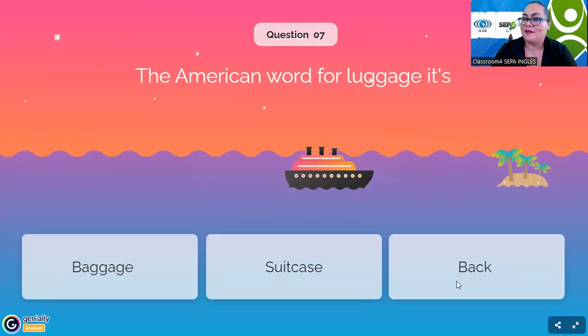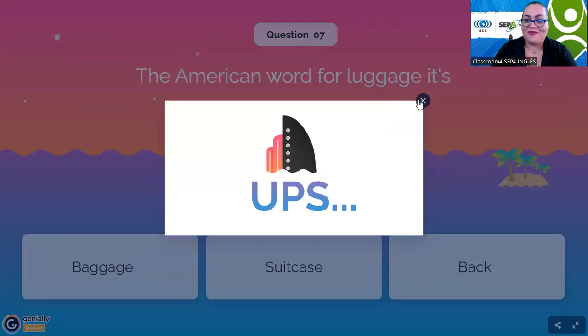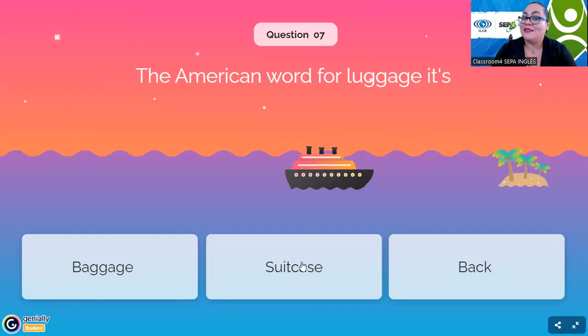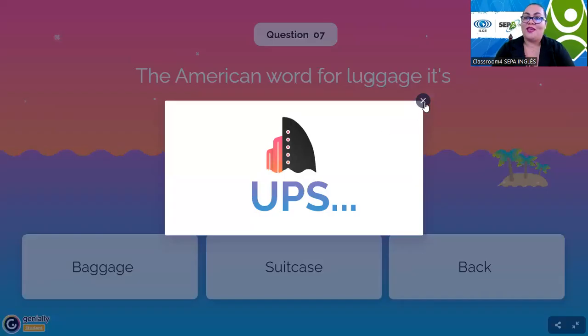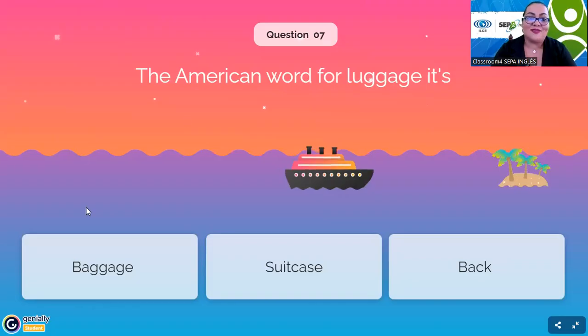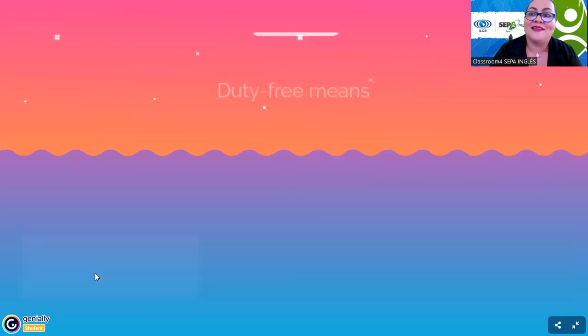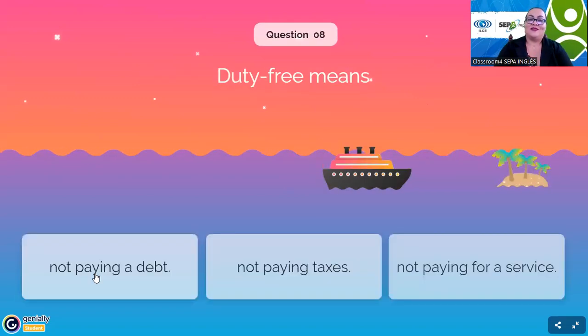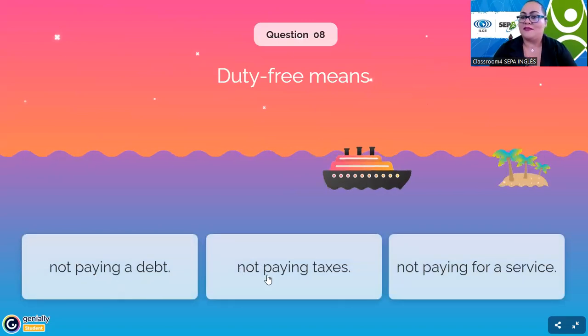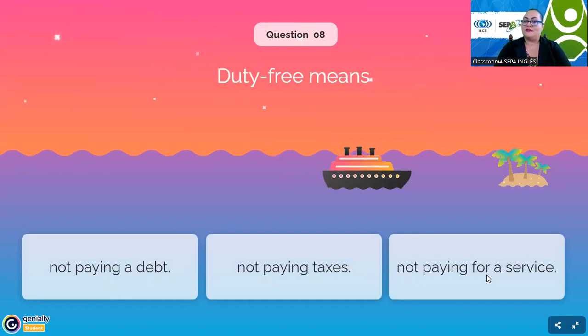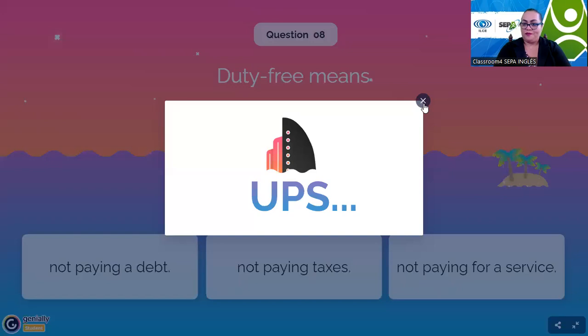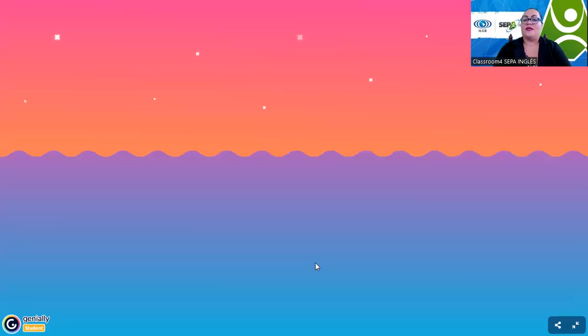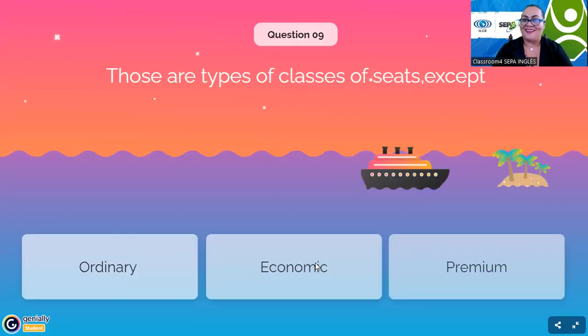The American word for luggage is baggage, suitcase, or bag. Bag? No. Suitcase? No. In the Kahoot, we had this answer. So this is baggage. Duty-free means not paying a debt, not paying taxes, not paying for a service. Not paying for a service? No. Not paying taxes? Yeah, that's right.